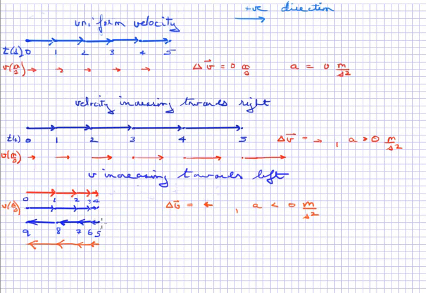Then from 5 to 6 it's 1 unit to the left now, so I've changed direction. 6 to 7, 2 units to the left. 7 to 8, 3 units to the left, and 8 to 9, 4 units to the left. And so again, I've drawn the velocity vectors here, and these are arbitrary. What I want to communicate here is I'm going from 4 units to the left, to the right, excuse me, to 3 units to the right, to 1 unit to the right.